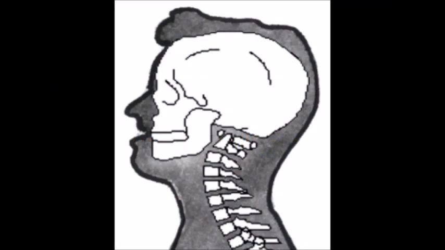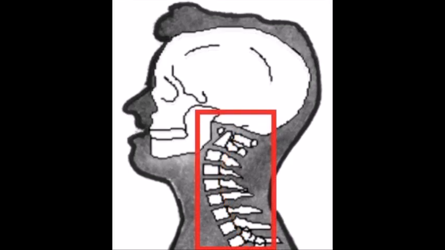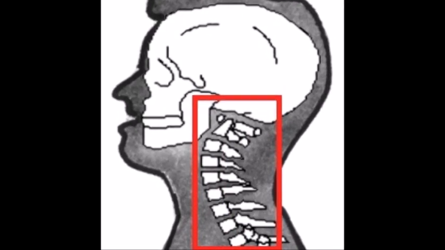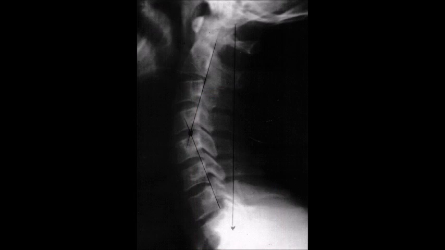If you recall, this is the normal side view of the neck area. And this is the normal forward arch, or cervical lordosis. We will look at an X-ray of this part of the neck from this side view. The base of the head is directly over the shoulders, and the arch of the neck is evenly spaced and symmetrical. Now we'll look at a healthy specimen of the same area.